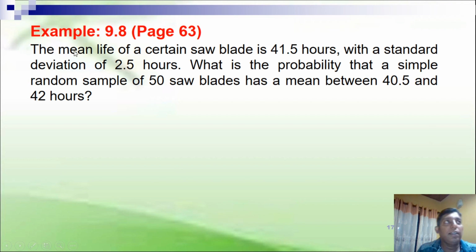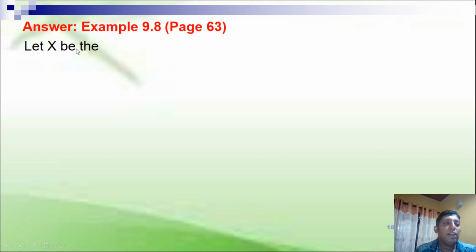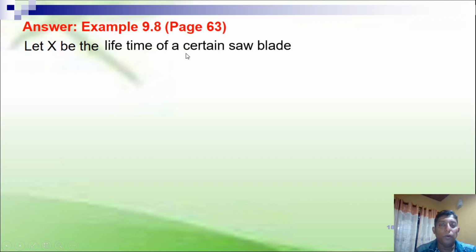Then see the next example, 9.8, page number 63. The mean life of a certain saw blade is 41.5 hours with a standard deviation of 2.5 hours. What is the probability that a simple random sample of 50 saw blades has a mean between 40.5 and 42 hours? Then see the answer, example 9.8. Let x be the lifetime of a certain saw blade.